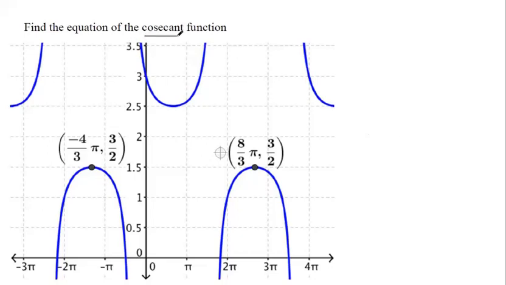We're asked to find the equation of the cosecant function for this graph. Okay, and so one trick is to find the equation of the sine function that goes in between these dots. Sorry, not between these dots, between these blue curves.